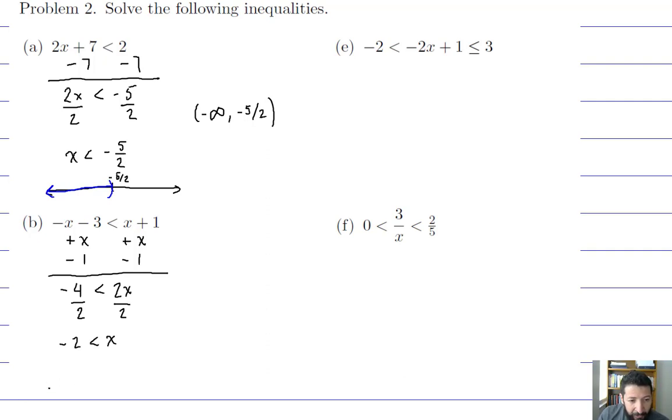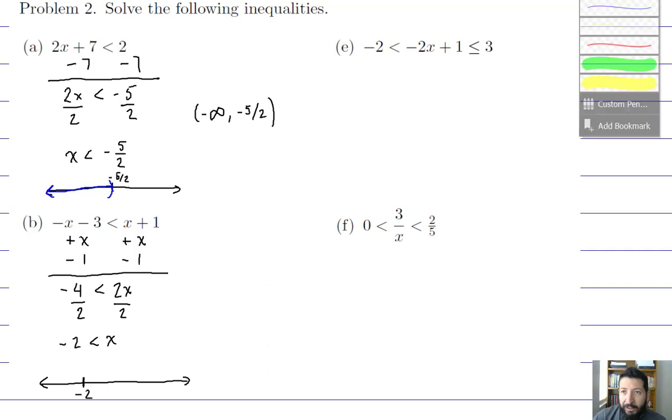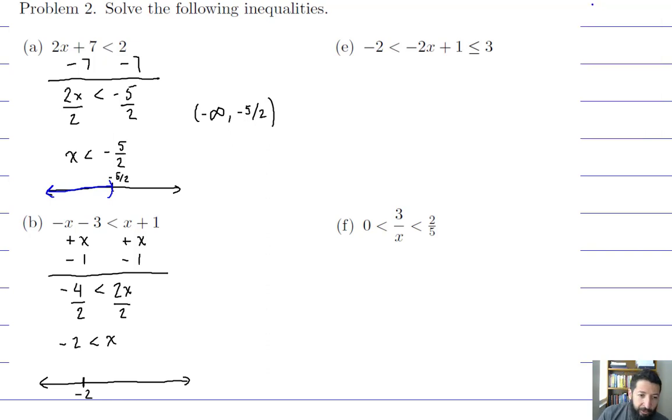When you try to draw that, you're going to locate your negative 2, and you're saying that you're interested in those values of x for which negative 2 is less than x, or in other words, x is greater than negative 2. So you're looking at values to the right of negative 2. And again, it's an open interval because you have your strict inequality there. So that becomes your interval.